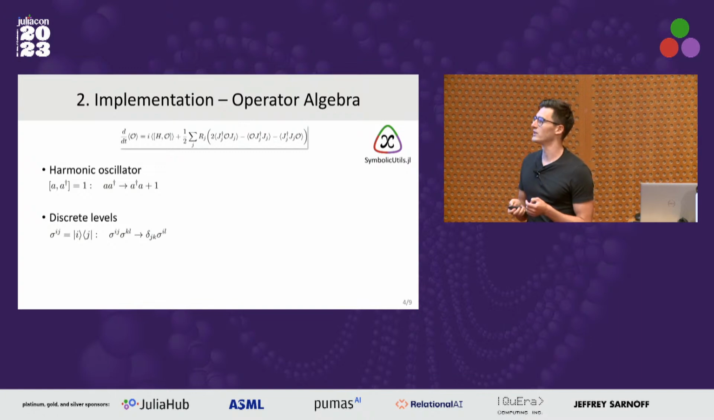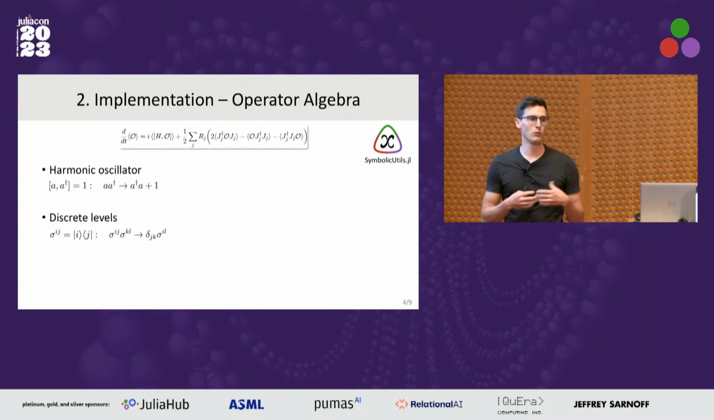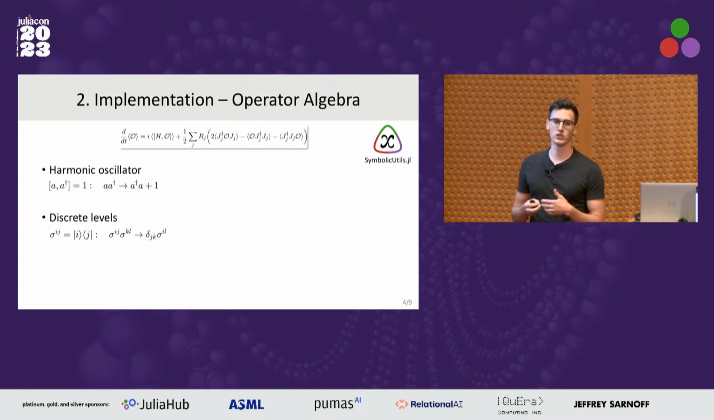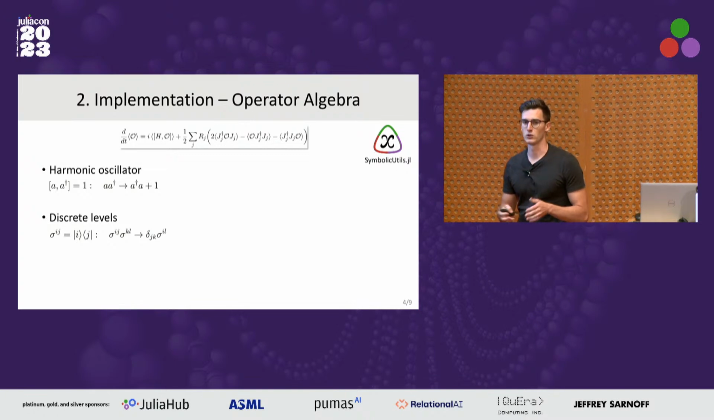discrete energy levels. But it turns out that most Hamiltonians or most systems in quantum optics, but also in quantum information, can simply be reduced to combinations of these two Hilbert spaces, so there isn't much more than these two, actually. For the implementation of the harmonic oscillator, we just need to implement the commutation relation that the commutator of a and a dagger is equal to 1.